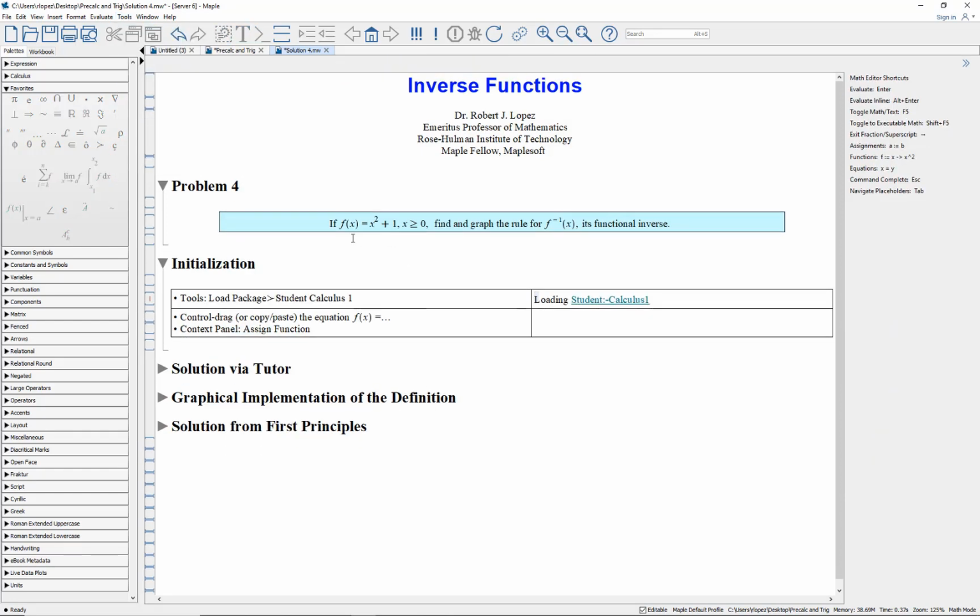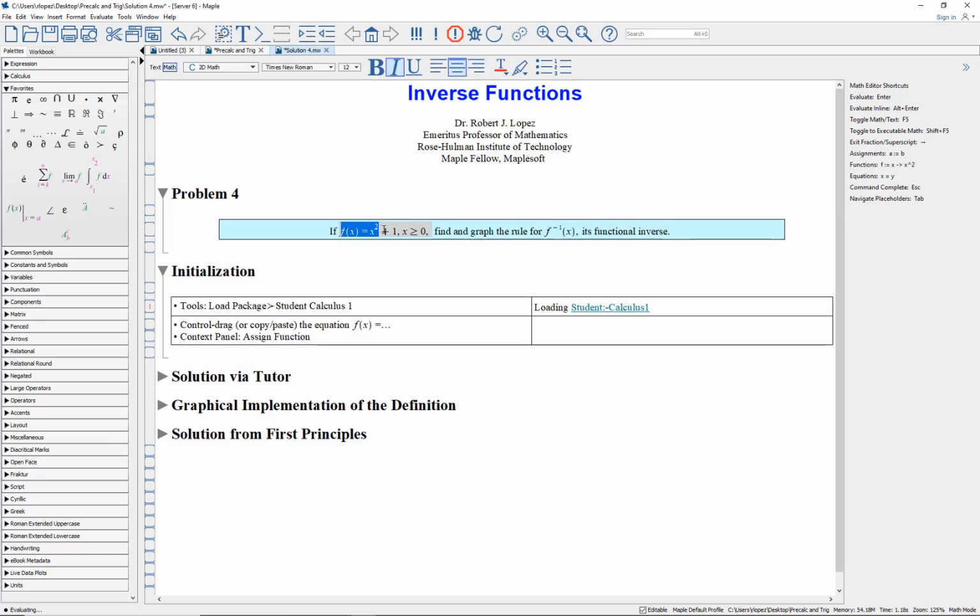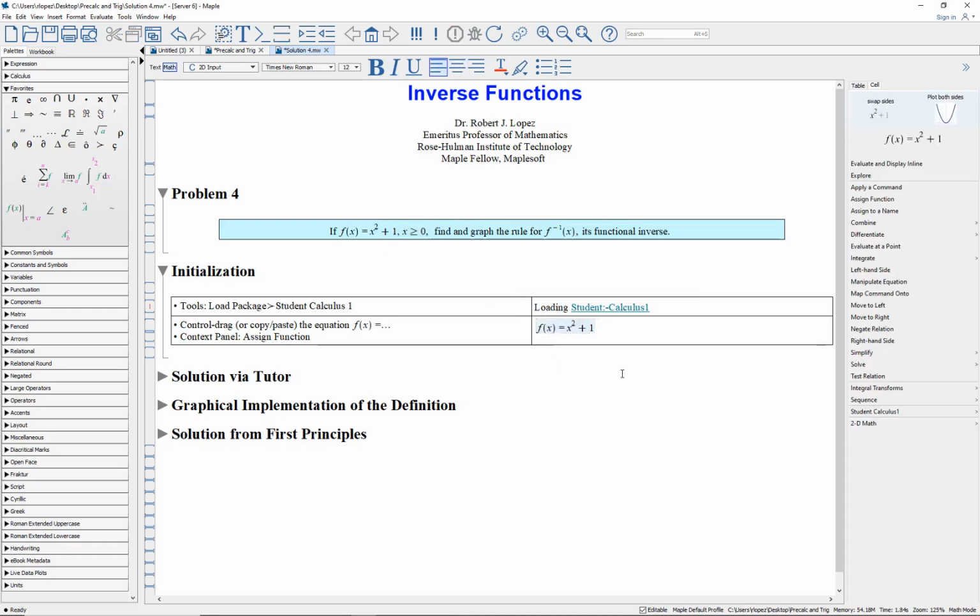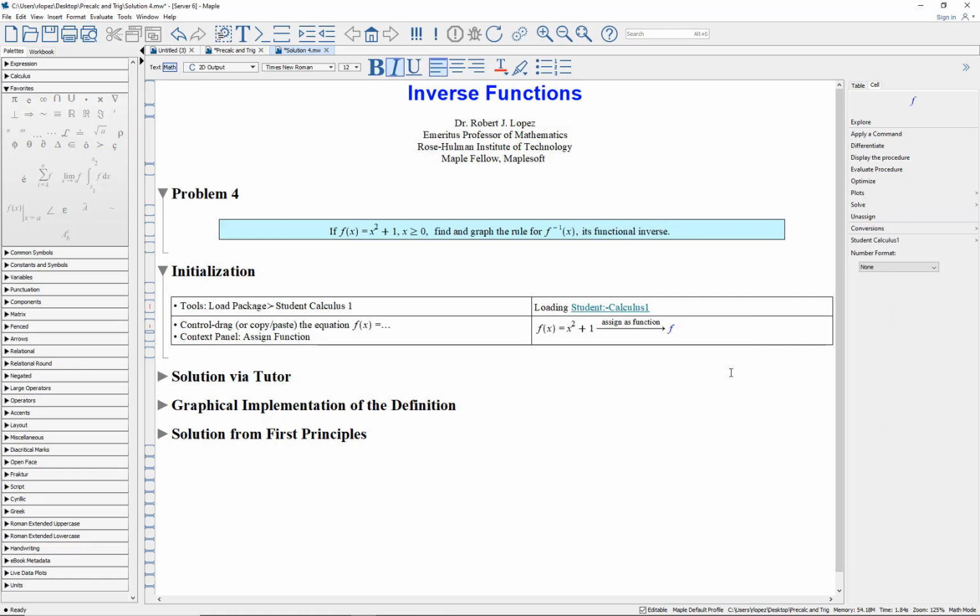So that loads the package. Then I want to define this function. So I'm going to select f of x equals, control drag that down, f of x equals. And in the context panel, we see the option assign function. That implements all the machinery that is required for Maple to define this expression, this rule, x squared plus 1, as the function whose name is f.